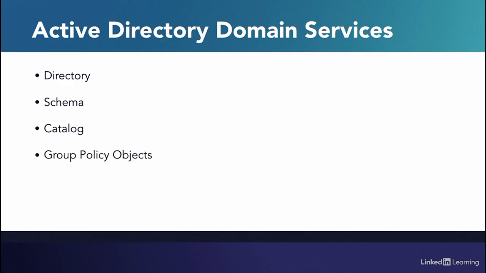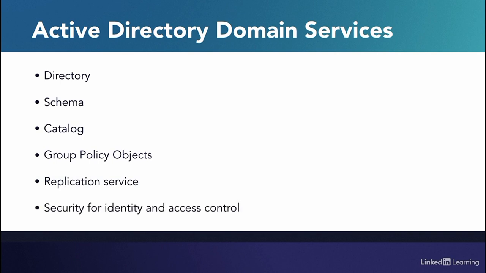We get group policy objects, or GPOs, which enable central management of the configuration of computers and user accounts. There's also a replication service for distributing directory data on the network so that we can run multiple synchronized directories. And last but not least, Active Directory provides a central security system to authenticate identities and control access by users and services to systems in the Active Directory domain.